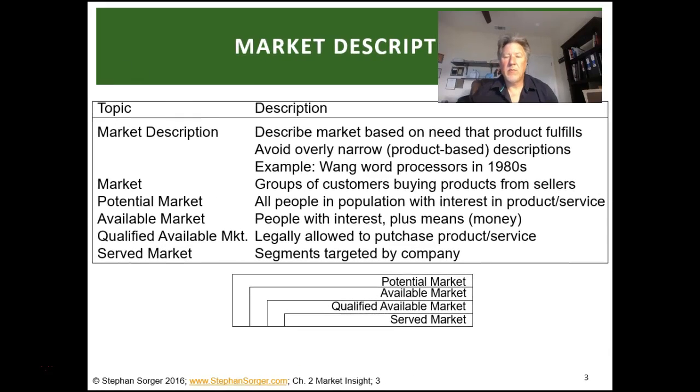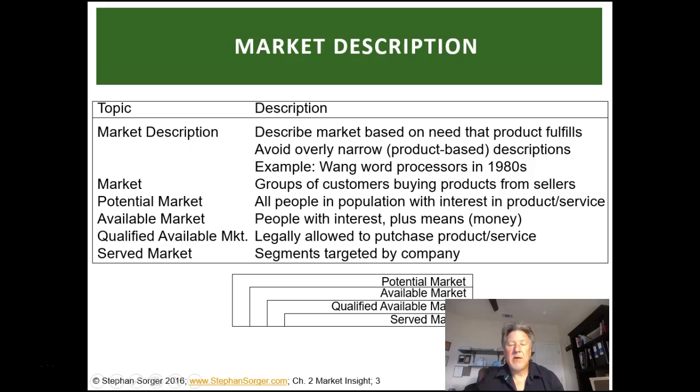So I think to start with, I want to just underline market descriptions so that at least you're aware of some terminology in terms of how we segment markets and ultimately get to our target market. So market description can be basically a description of a market based on the need that the product fulfills. Sometimes it can be overly narrow, and this could be not to the benefit of companies.